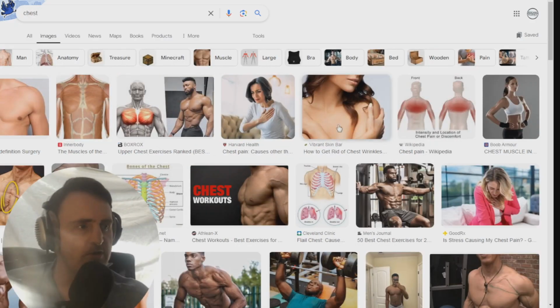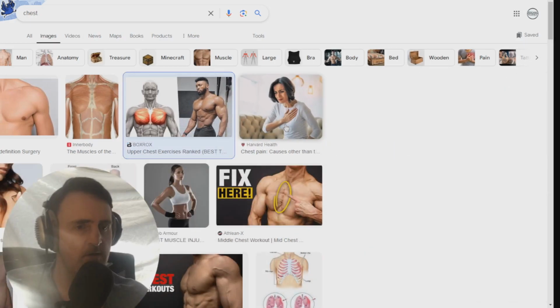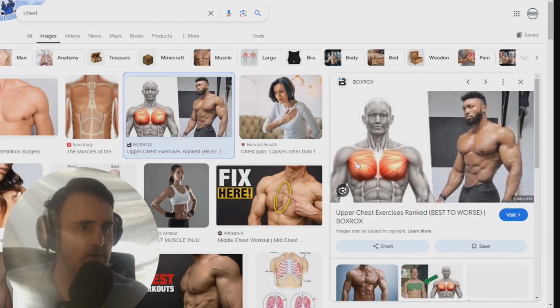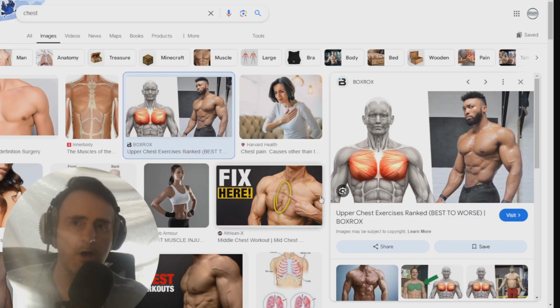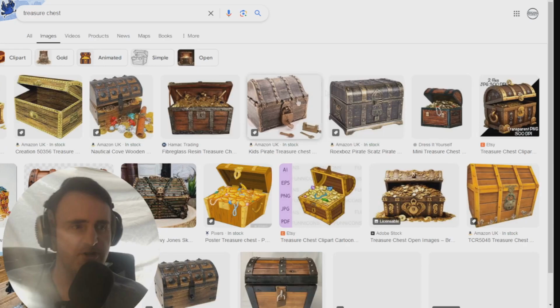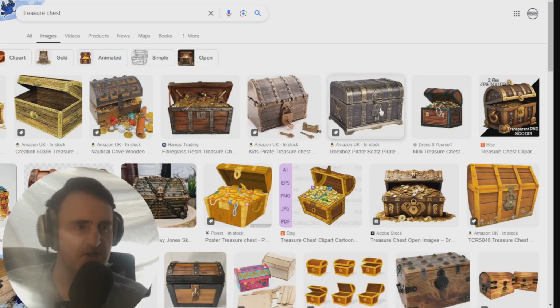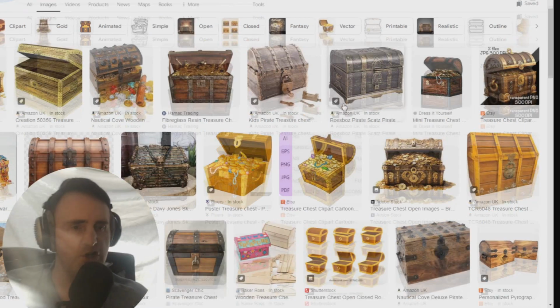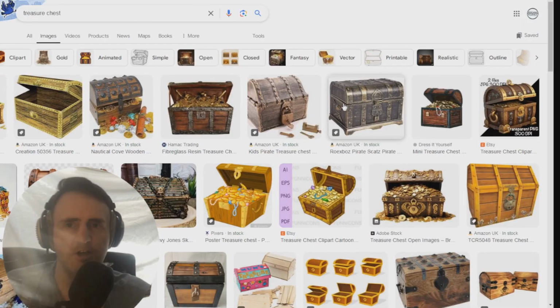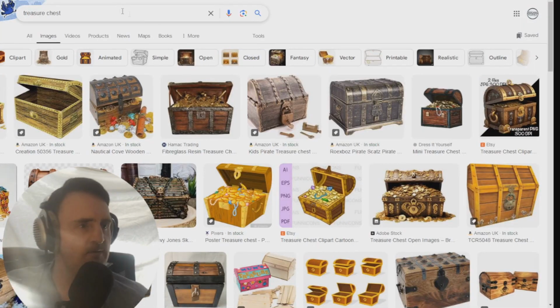Next we have chest. So this red area is the chest. And the other type of chest is a treasure chest. So this type of box, that's a chest. You might hear it as a chest of drawers, as well as your body chest.